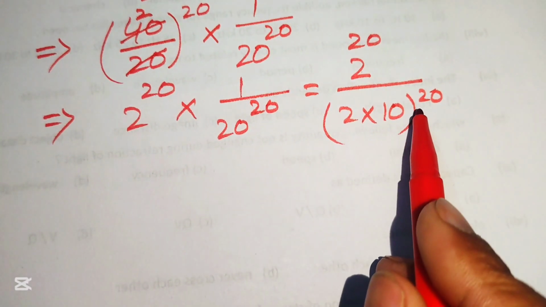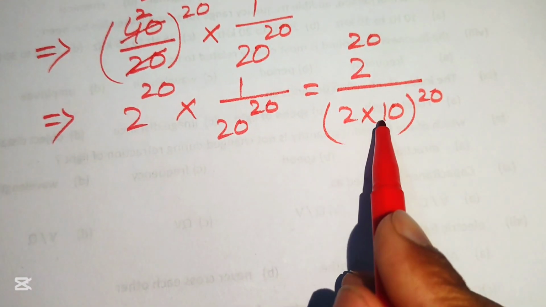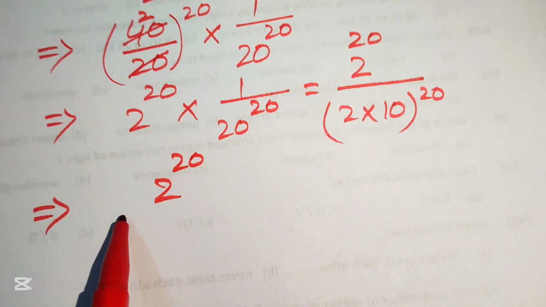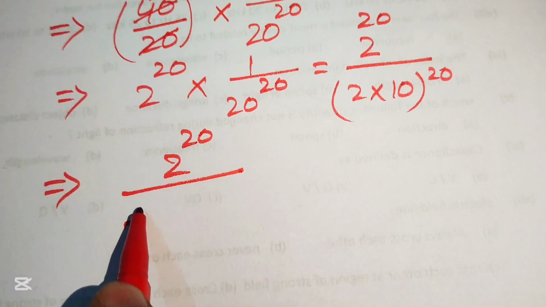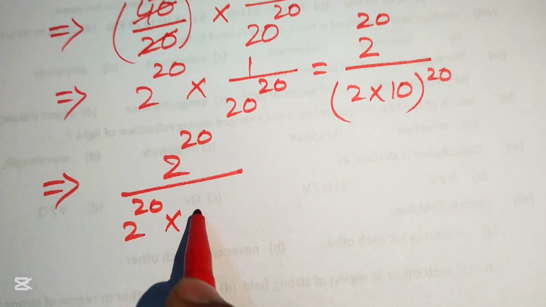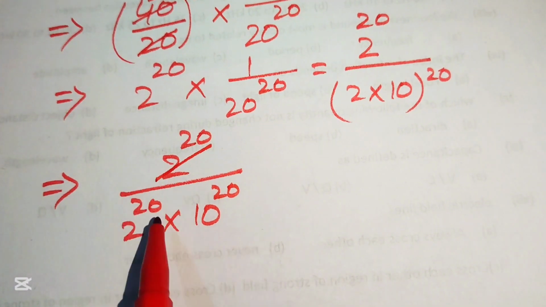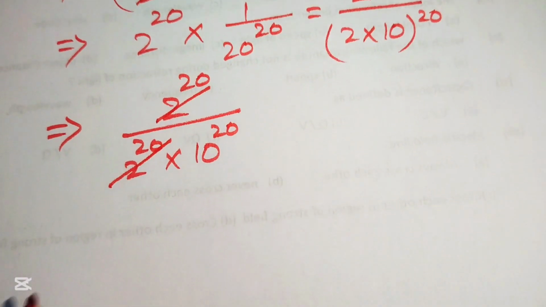Okay, so here we need to break this exponent, and we write this 20 separately on both of these terms, and it will be written as 2 to the power of 20 divided by 2 to the power of 20 multiplied by 10 to the power of 20. So this 2 to the power of 20 is cancelled out by this 2 to the power of 20.